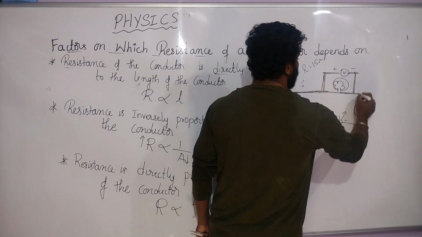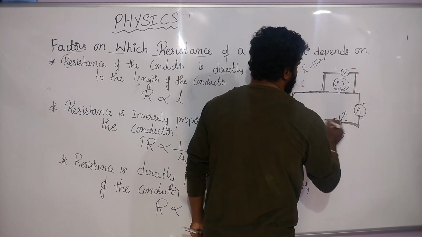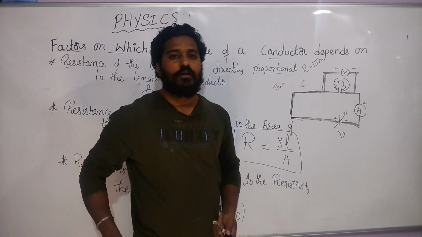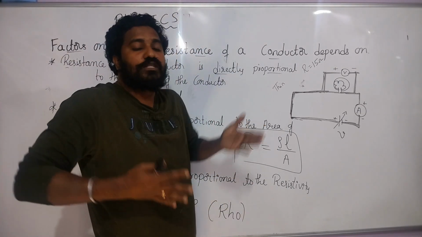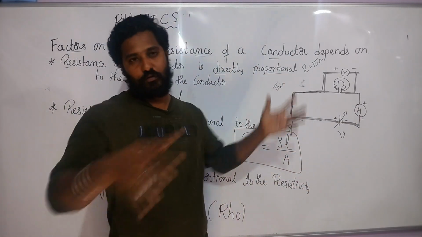Now what happens to the resistance? So now the wire is thick. Understood? So when the wire is thick, you know what happens? Electrons will have a free path to move around.